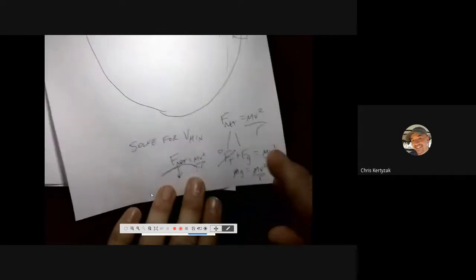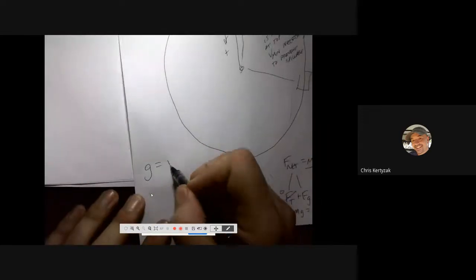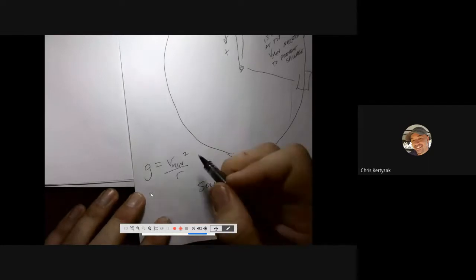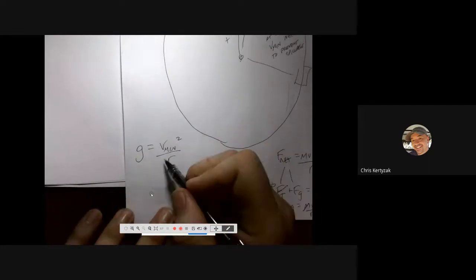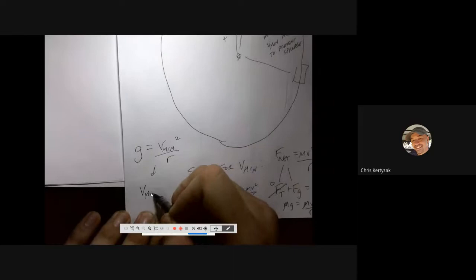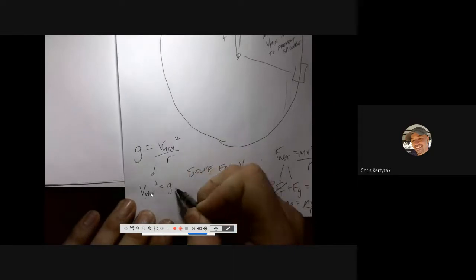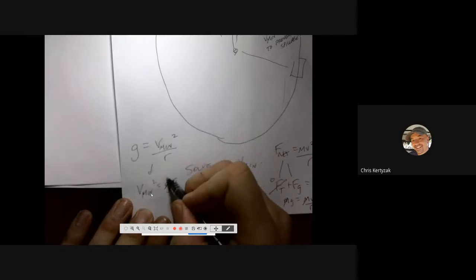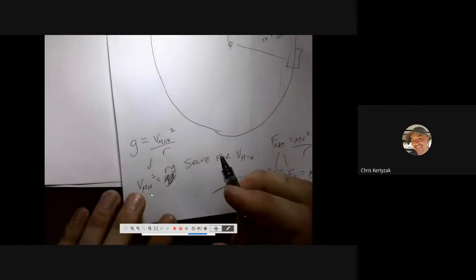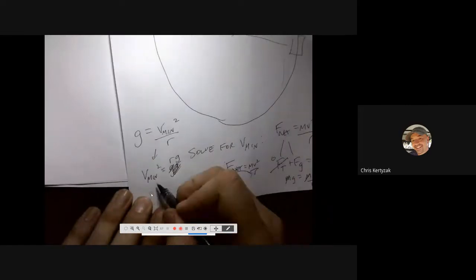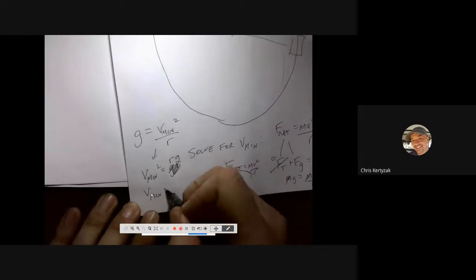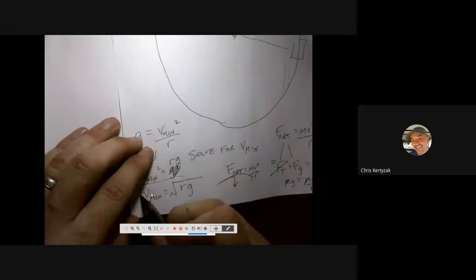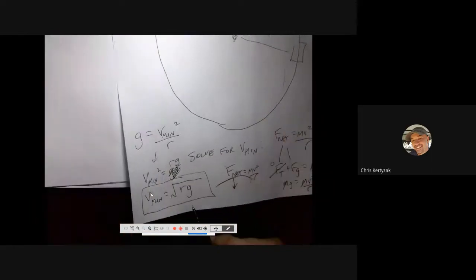g equals v squared over r. This is representing the minimum speed, by the way. The minimum speed to prevent spillage. Solving for v min, we get v squared equals r times g. I guess textbooks typically write it as r times g. And therefore, if we square root both sides, we end up with the square root of r times g. Super useful. It comes up on the AP exam, this formula.